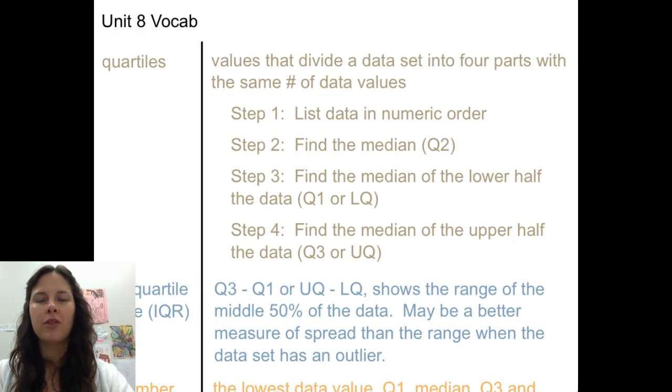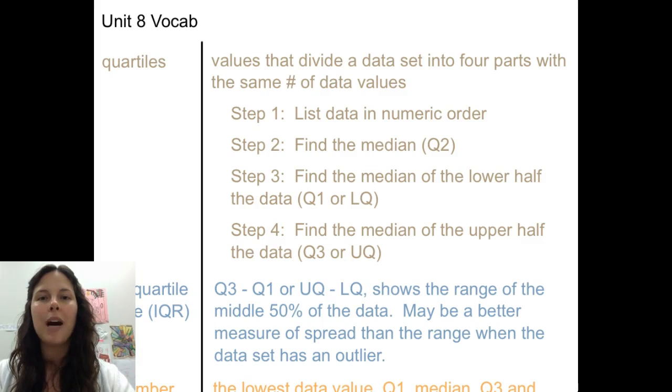Our next plot that we're going to learn how to sketch is called a box plot. Before we learn how to do that, we're going to learn how to find the values that we need to create our box plot. The first values we need are called the quartiles. What a quartile does is it divides a data set into 4 equal groups.